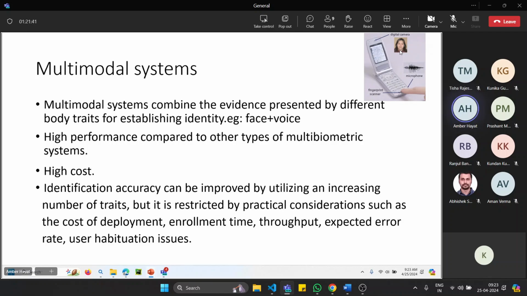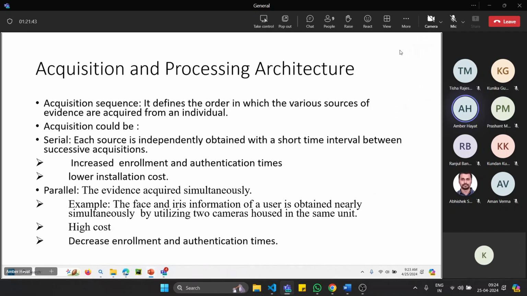So next we'll discuss the acquisition and processing architecture. Acquisition defines the order in which you'll acquire the different traits from the individual. This is of two types, either serial or parallel. In the serial acquisition, each source is independently obtained, or you can say each and every biometric trait is independently obtained.